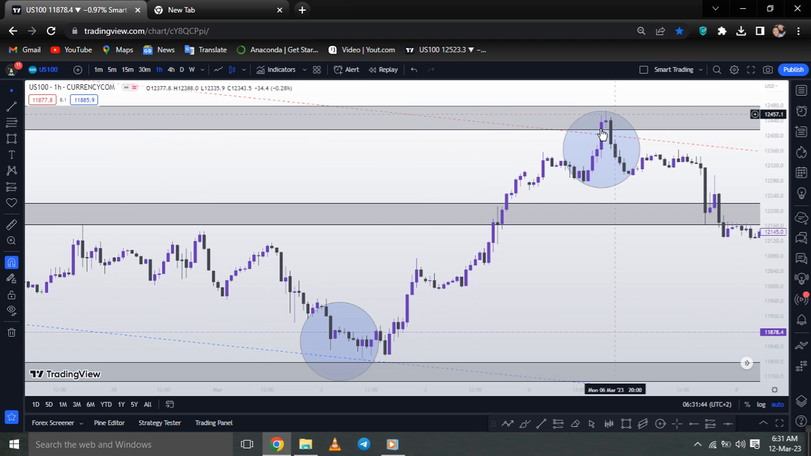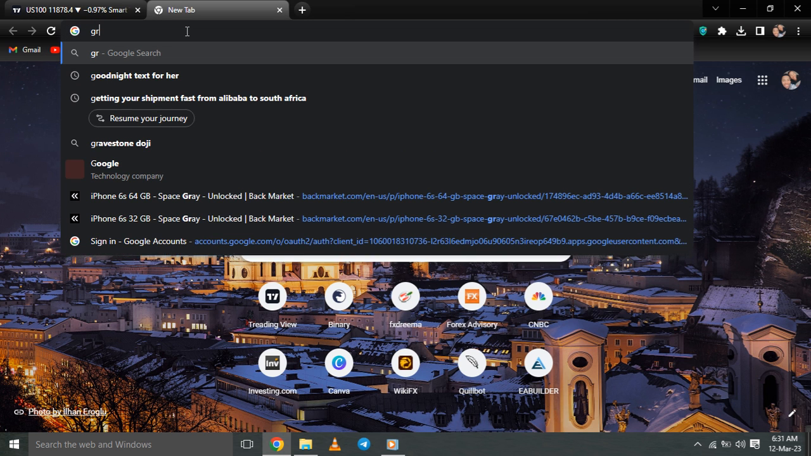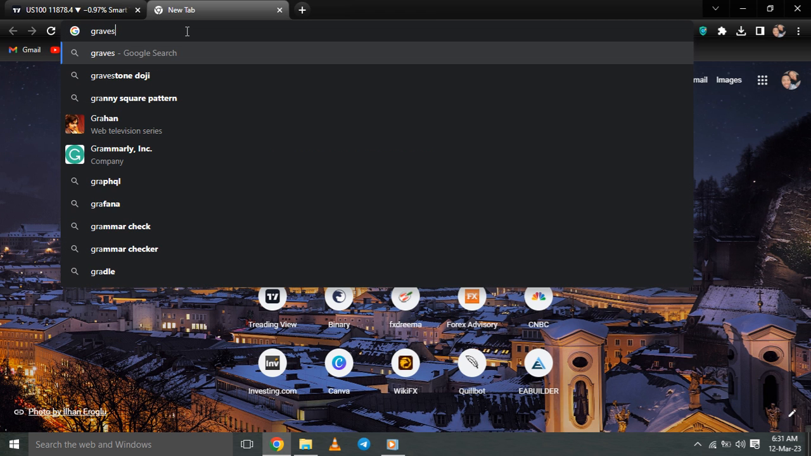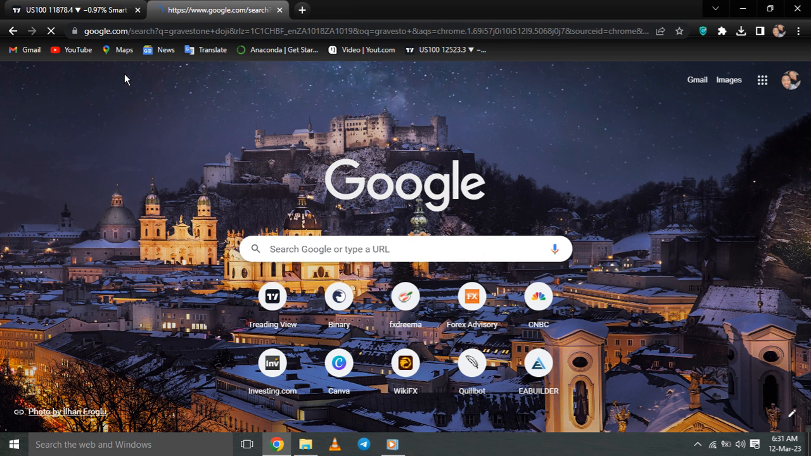So here we are. What is this? It's a shooting star, right? Inverted hammer, gravestone. I forgot to search about the gravestone. Gravestone. Doge, right?